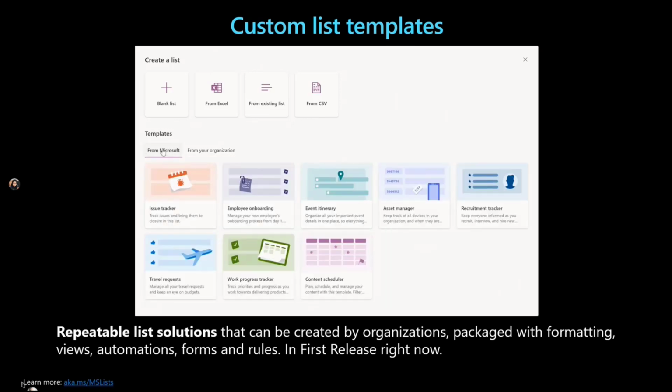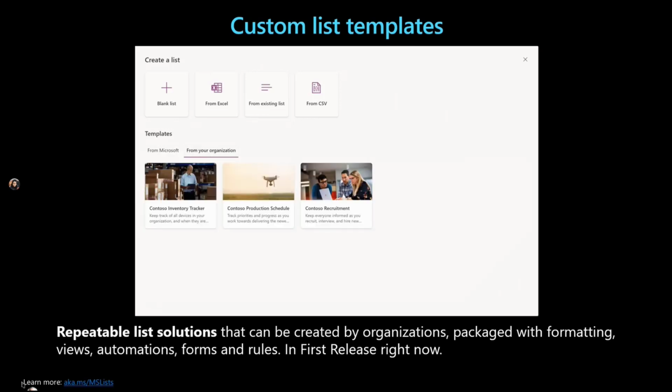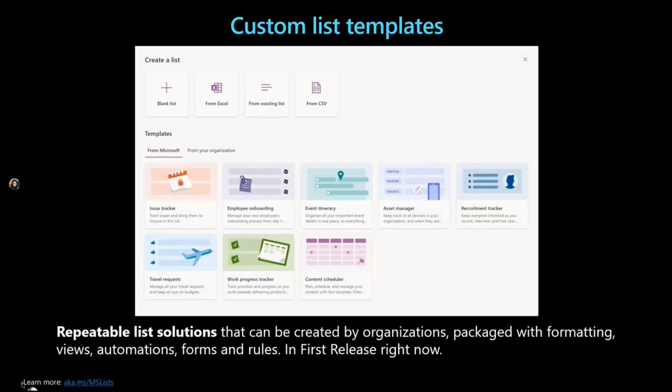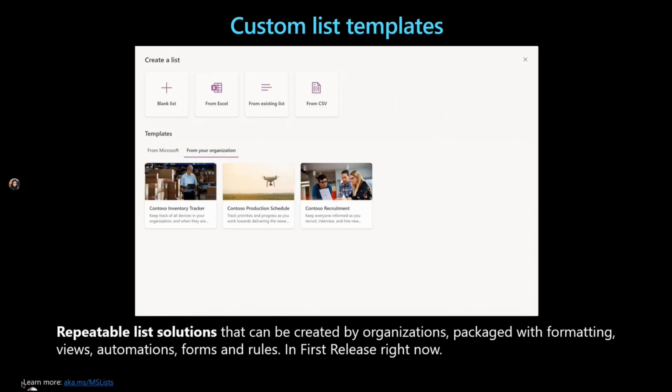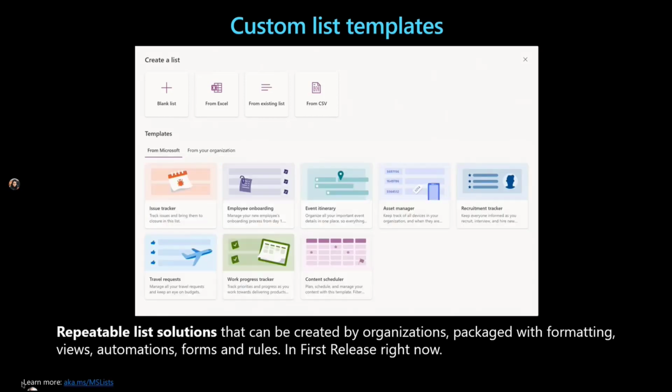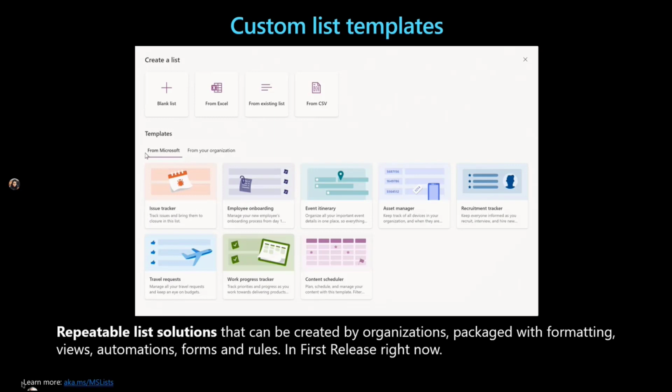So with the custom list templates feature, we want to amplify the power of templates and enable organizations and consequently third-party solutions providers to create their own repeatable list solutions that will come packaged with schema, formatting, views, rules, automations, and much, much more. Essentially, as the list product grows and we add more features to it, we want to make it possible that all of those new features are packageable within these custom list templates.